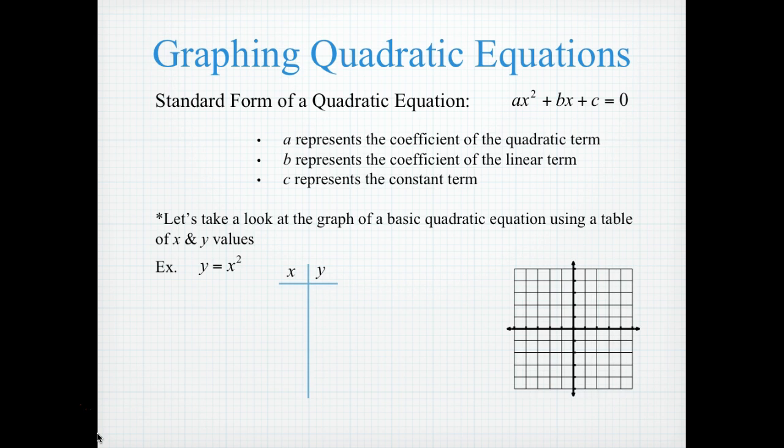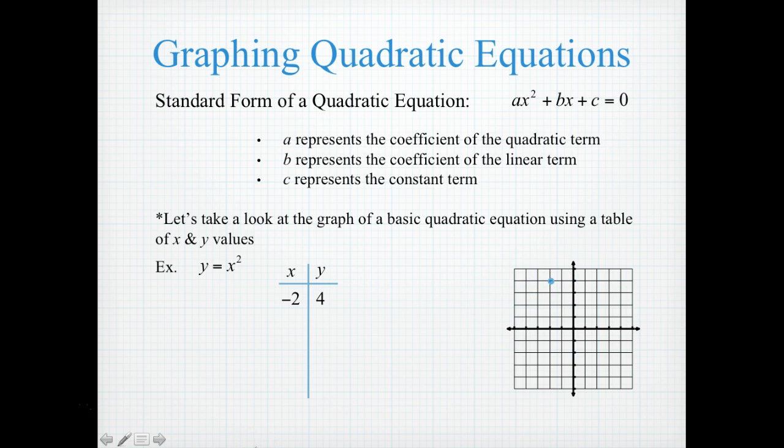Selecting values of x right around the origin, we select -2 to start with. If the value of x is equal to -2, then the corresponding value of y is equal to 4. So (-2, 4) is a solution to the equation y = x². And as you can see, it's plotted and represented on our graph.